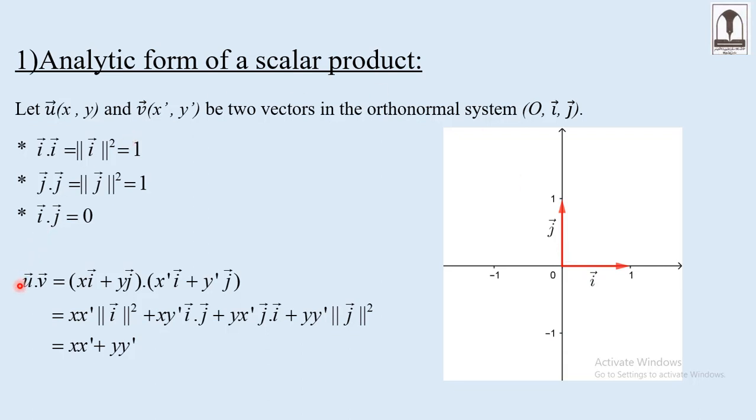If you want to express u scalar v using the coordinates of u and v, u is equal to xi plus yj and v is equal to x prime i plus y prime j. We will perform the distribution. We will obtain xx prime times I squared, which is equal to xx prime since the modulus of I squared is equal to 1, and xy prime i scalar j is equal to 0, and yx prime j scalar i is also equal to 0, plus yy prime times the magnitude of j squared, and the magnitude of j squared is equal to 1, so it's yy prime.